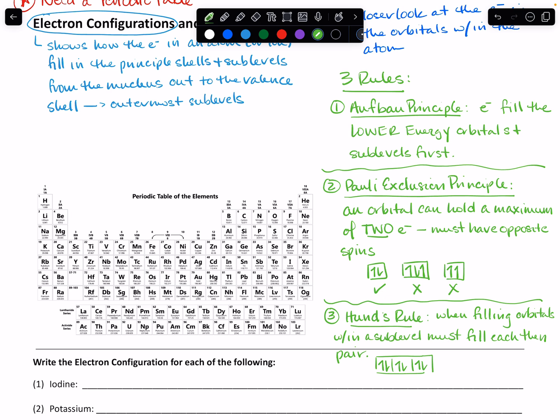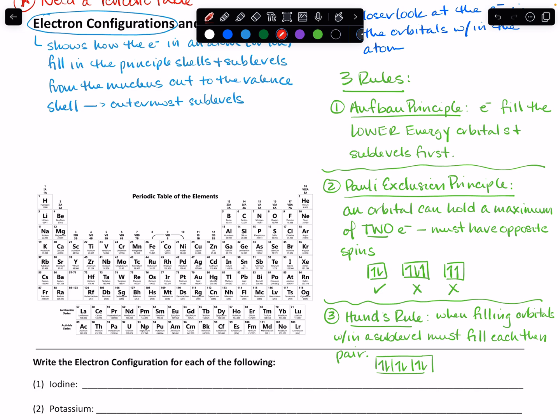Okay, so those are the rules that govern electron configurations and orbital diagrams. Now, rules 2 and 3, Pauli exclusion and Hund's rule, they only show up visibly in the orbital diagrams. You're not going to see them per se when you write an electron configuration. You just need to visualize where these electrons are within the atom when you think about the orbitals. So let's go back to our electron configuration. What does that look like?